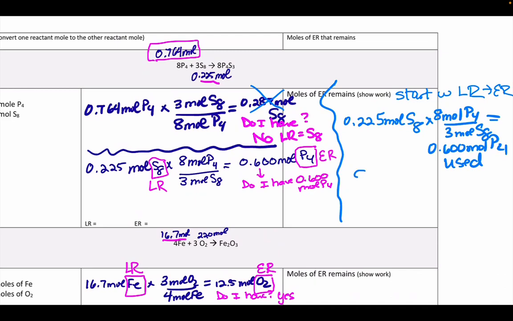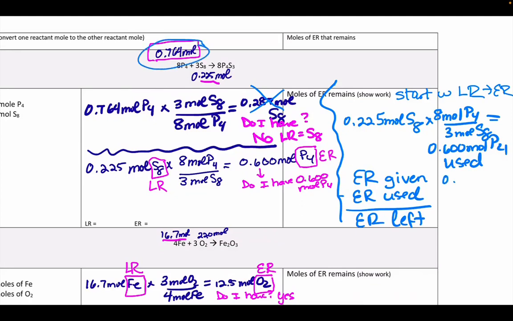That's how much is really going to be used or reacted. So if I take my excess reactant amount that was given in the question and I subtract the amount that's used, that'll tell me how much is left. So in the question, I was given 0.764 moles. So I'm going to use 0.600 mole. So my leftovers are 0.164 moles then. Let me show you one more of those.